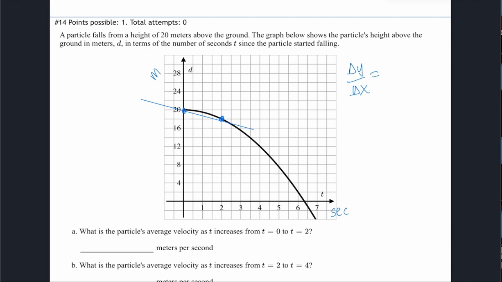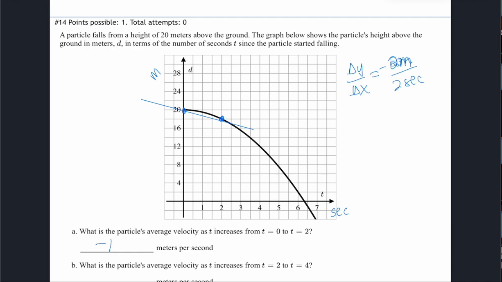Let's do that. The y has gone down by 2. Sorry about that. That says -2. The time, the x in this case, if we count like they did, 1, 2, was 2 seconds. So that is -2 divided by 2, or -1 meters per second.